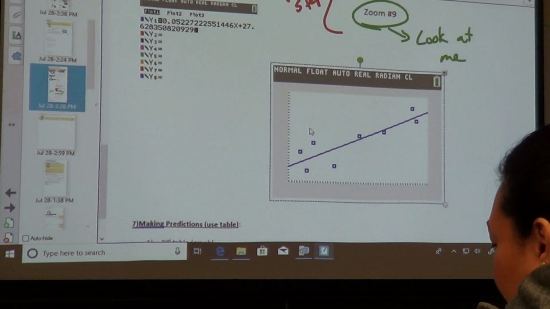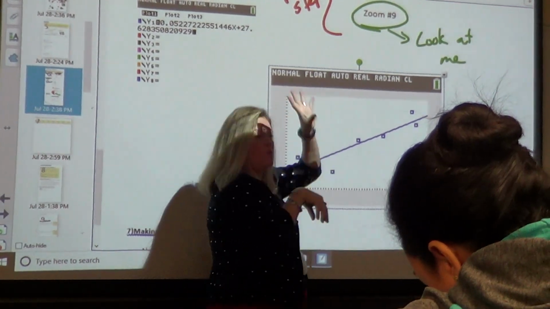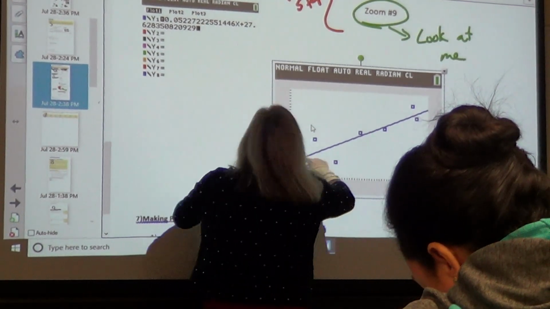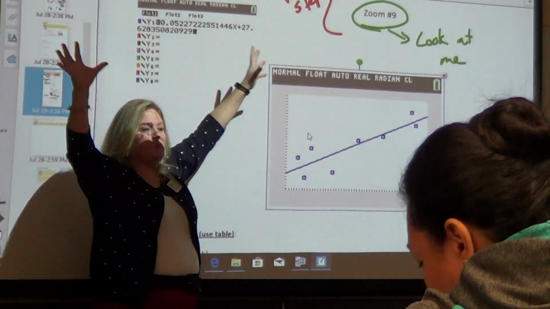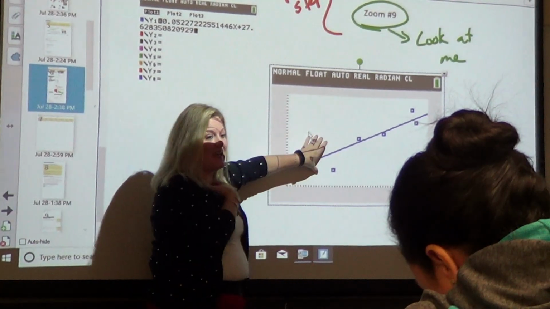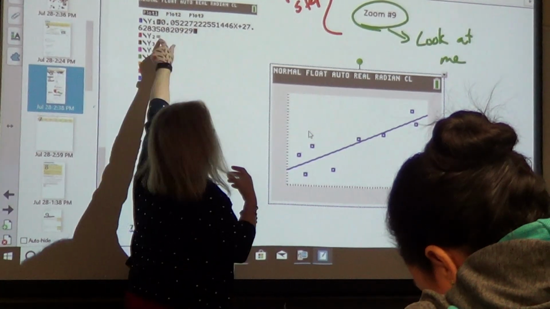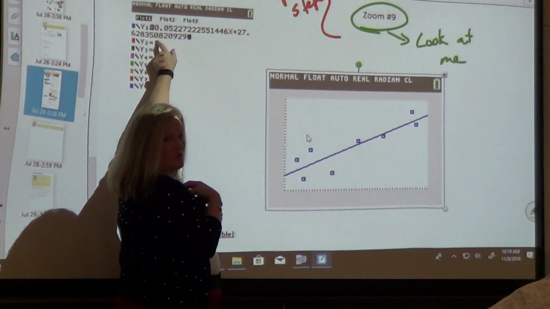So, the calculator is pulling these points from my L1 and L2. It's pulling this line from my Y1. So it's pulling in from two different places. It's pulling in my data, and it's pulling in the predicted line from my Y1. Cool?